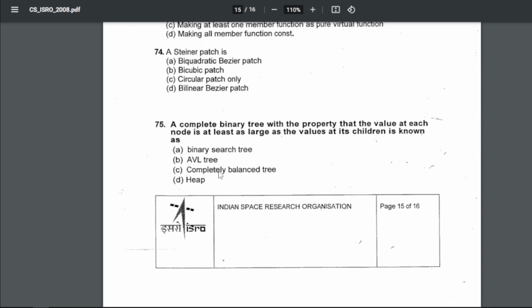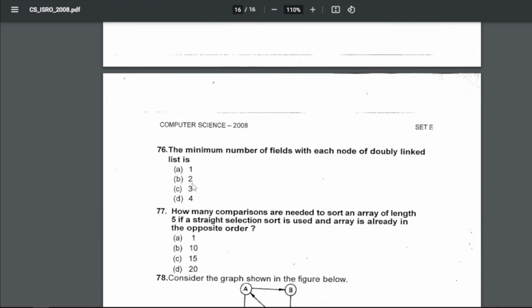Question number 75 is a complete binary tree with the property that the value at each node is at least as large as the value at its children is known as what? For 75 our answer will be heap. So a complete binary tree with the property that the value at each node is at least as large as the value at its children is known as heap, right?